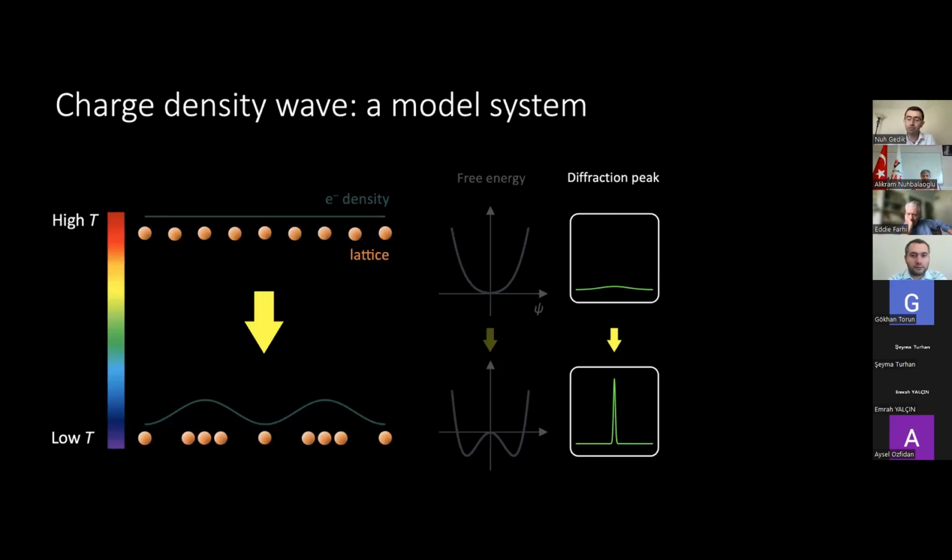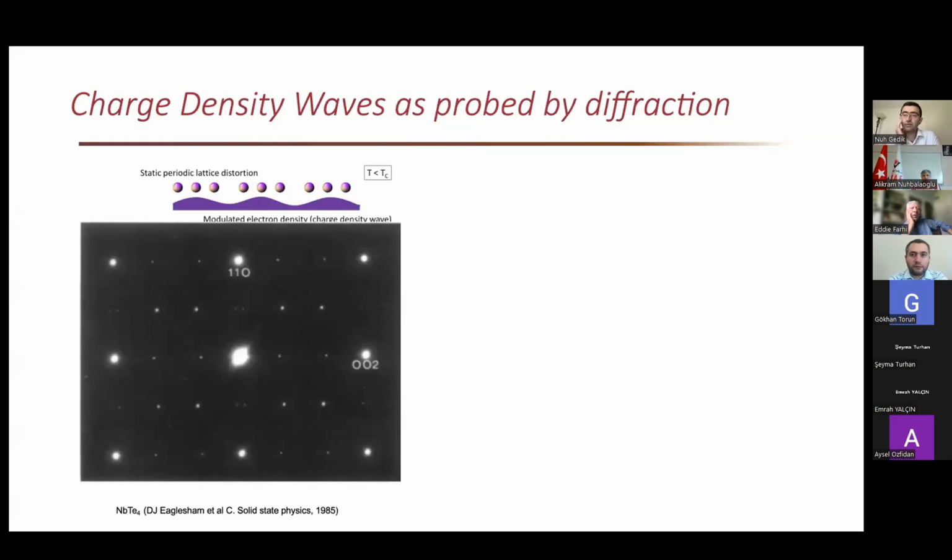That's going to be our probe. And first, before I show you the ultrafast version of this, let me try to convince you that this is a very good probe of charge density waves. So here is an electron diffraction study on a charge density wave, niobium tetratelluride. And you can see that there is a bright peak here. Those are the Bragg peaks, okay?